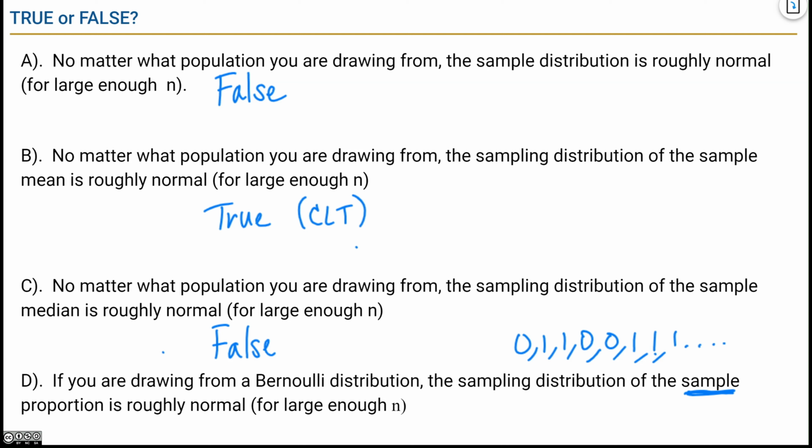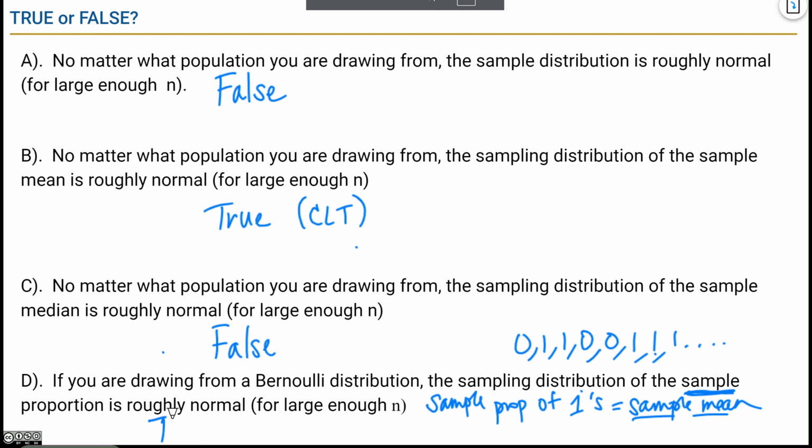Right, so I want the total number of ones divided by the total in my sample. And if you notice, that sample proportion of ones is the same as the sample mean. And we know, thanks to the central limit theorem, that sample means are going to be normally distributed. So that is true.